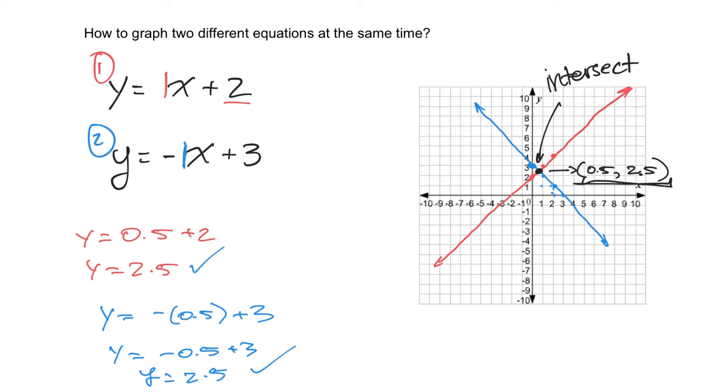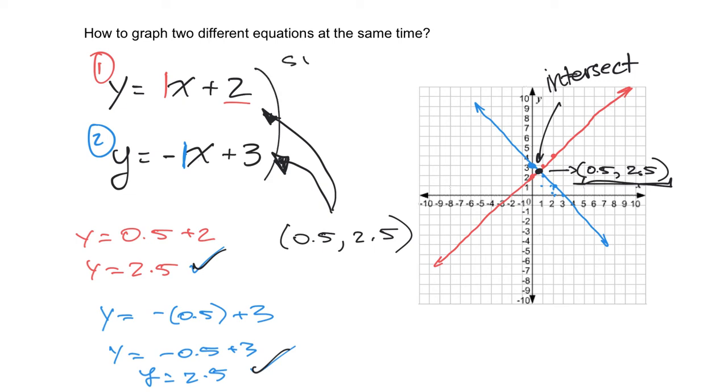So what this means is, I'll do it in black, that the point 0.5 and 2.5 is a solution to both of these lines. It is a point that exists in both lines simultaneously. It's at the point where they intersect, which means it's a solution to this system of equations. Okay.